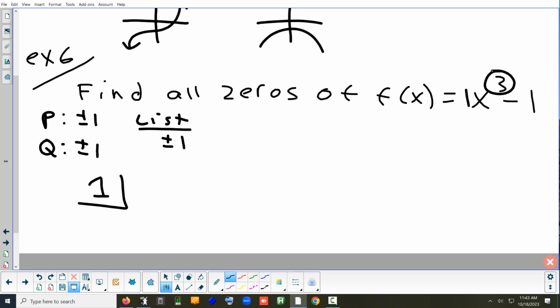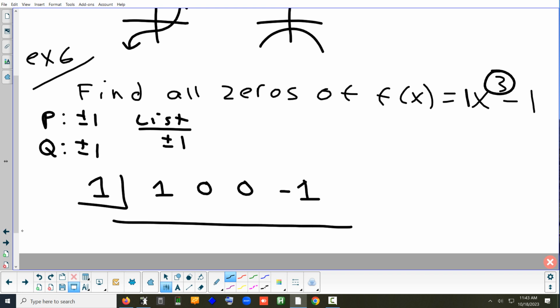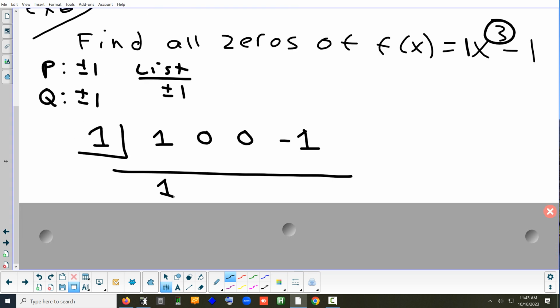What would be my numbers on the inside? 1, 0, 0, 0, and 1. And -1. Okay, what do we do with the 1? Bring it down. Okay, multiply 1 times 1, 1, and then add, 1, and then multiply, 1. 1, and one more time, 1. 1, 0. 0. 0. So we already knew what is the 0, that's my remainder. We already knew we were going to get 0 because we plugged it in and we checked it, and it was a root. So we can start making a list.